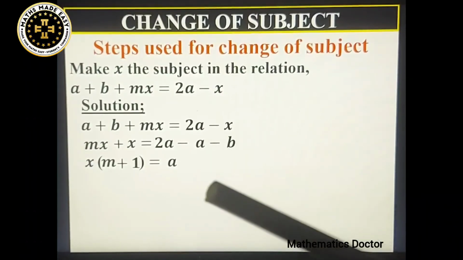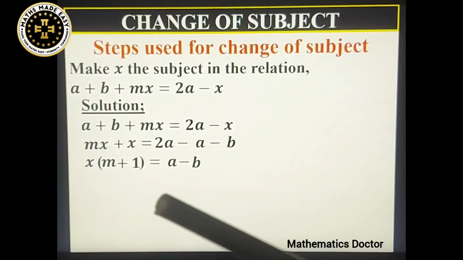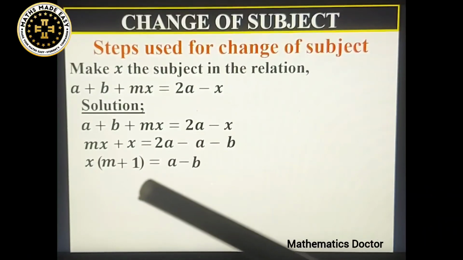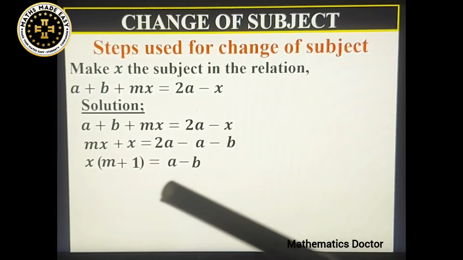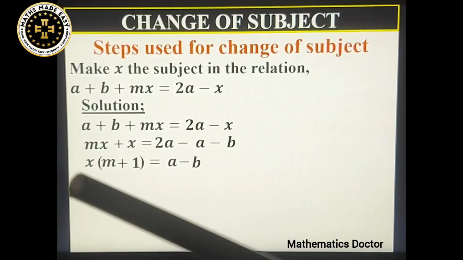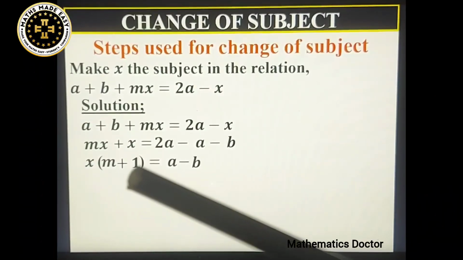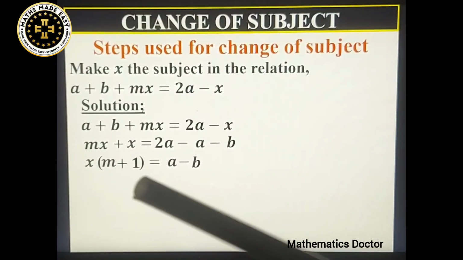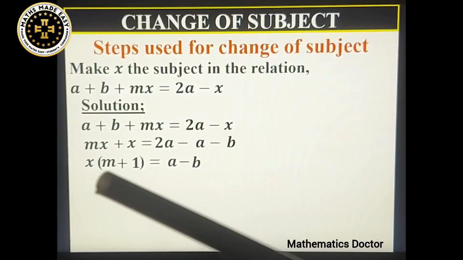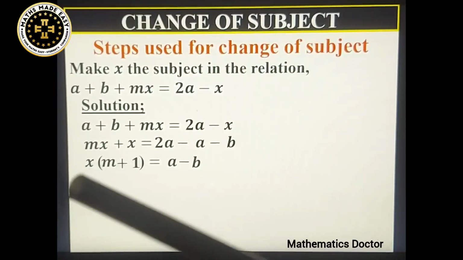Now minus b will come, minus b. In this case, a minus b cannot be simplified because they are not like terms. A is a different variable from minus b. So a minus b will continue to remain a minus b. Now we continue to just make x a subject. Now that we have factorized x out and m plus 1 is at the left-hand side multiplying x, we will divide both sides by the m plus 1 that we don't need so that x can be alone.